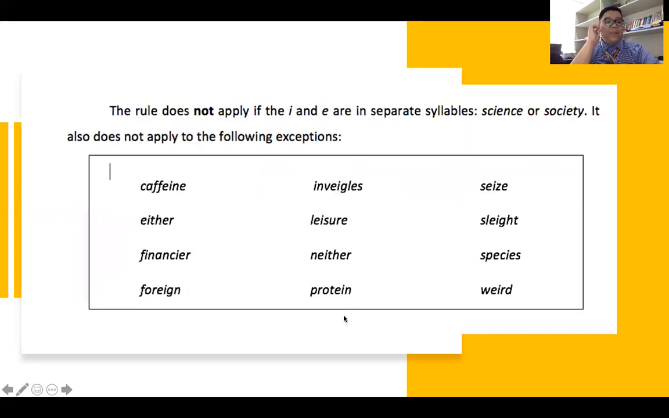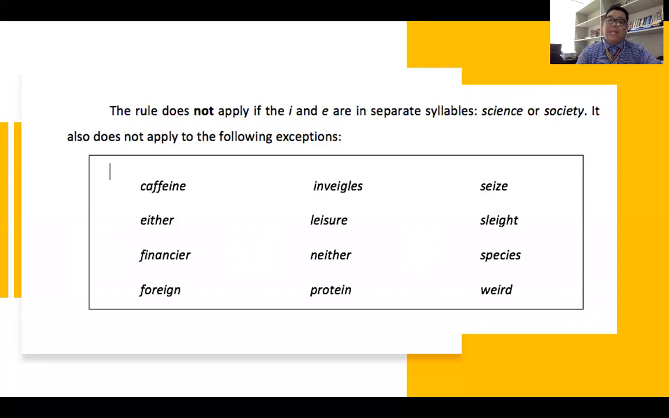Apart from this, the rule does not apply if the I and E are in separate syllables, for example in the words science or society. If you listen carefully, there are actually two separate syllables where the IE order is located. In the word science, we don't say "seance" because that's another word. So in that case, the order should be IE. The same goes for another sample word such as society. There are separate syllables there, and the order is IE and not EI.